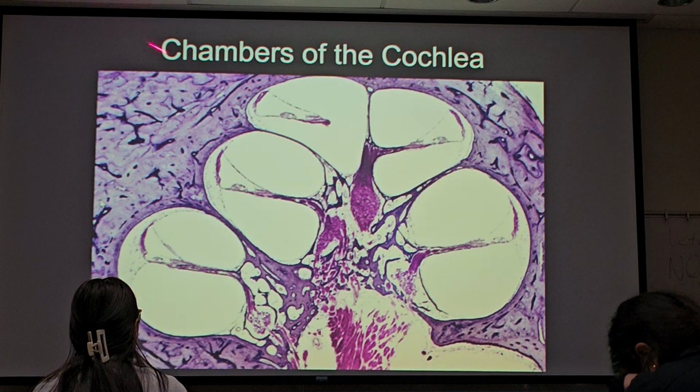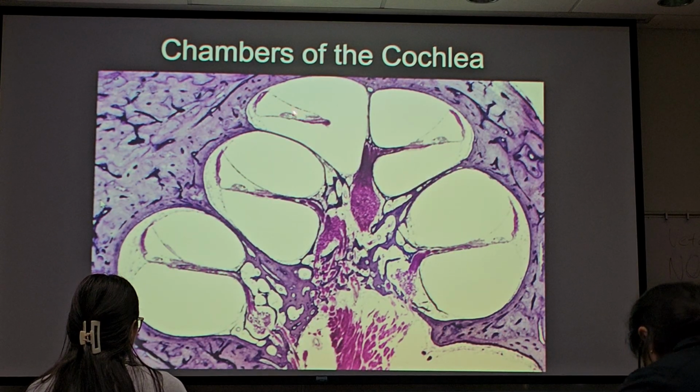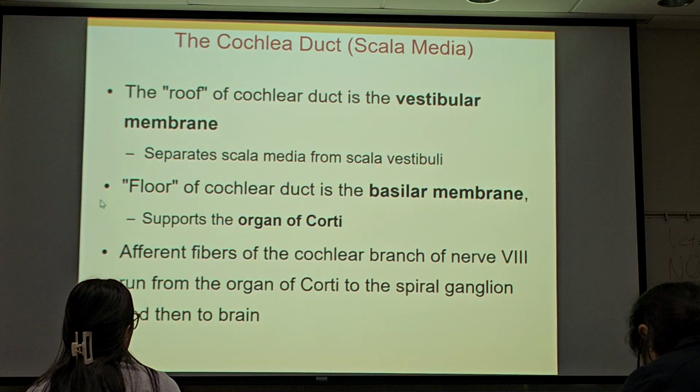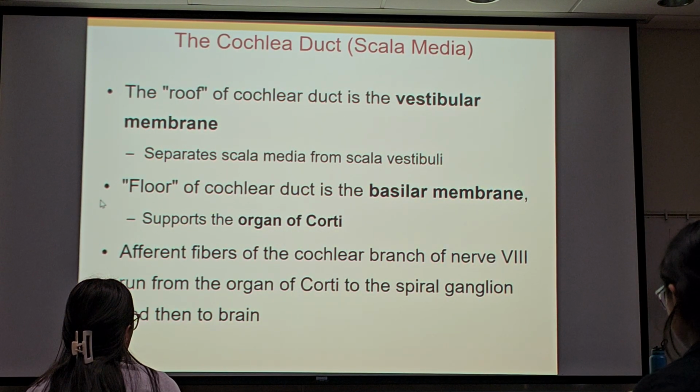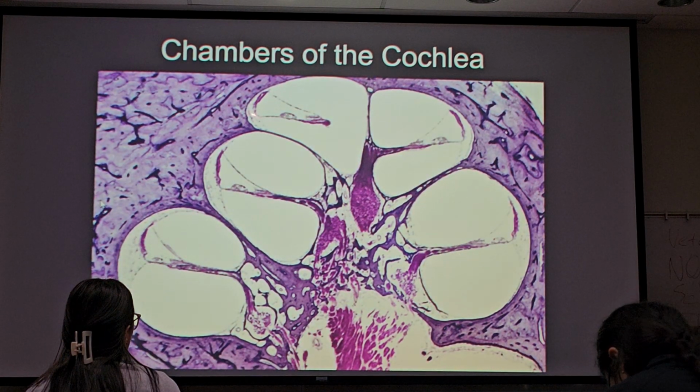So there are the chambers. Here's scala media, vestibuli and tympani, and media. Okay, let's go into the cochlear duct now, inside of scala media, because that's where we're going to find the vestibular membrane. The vestibular membrane separates scala media from scala vestibuli.